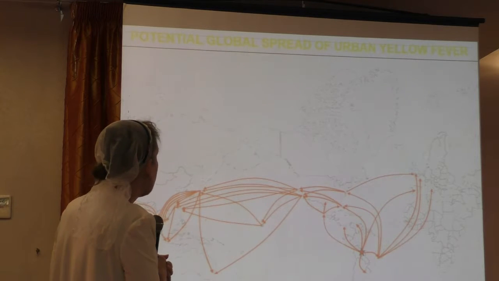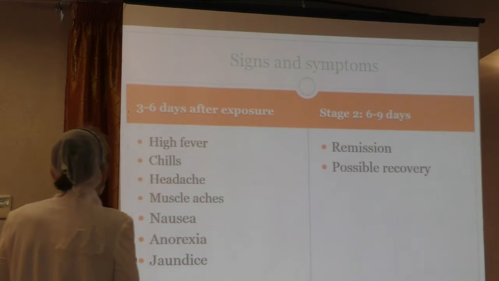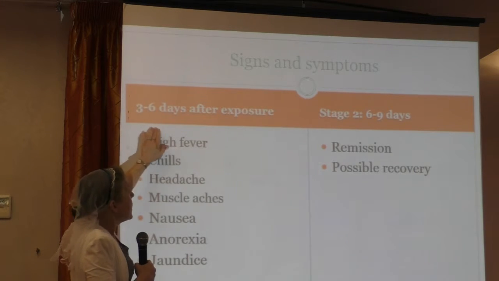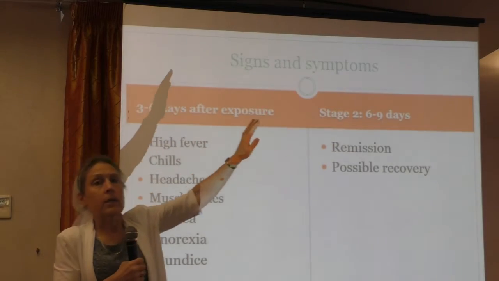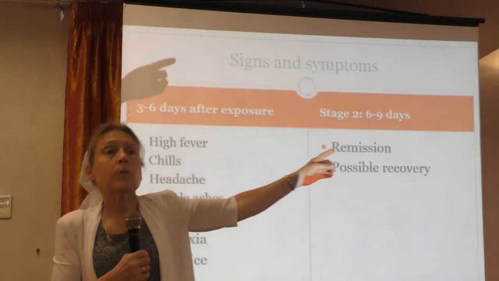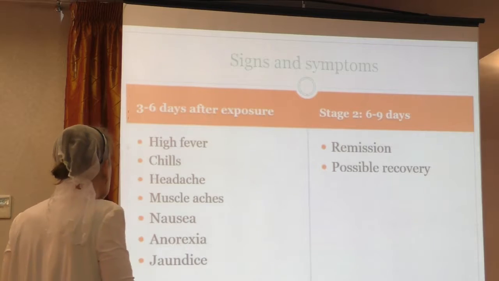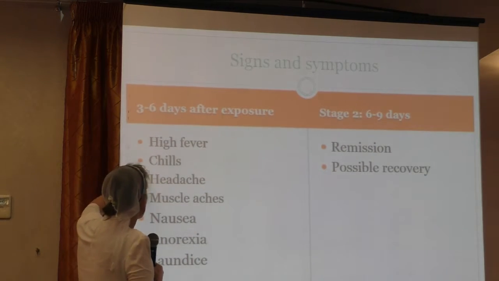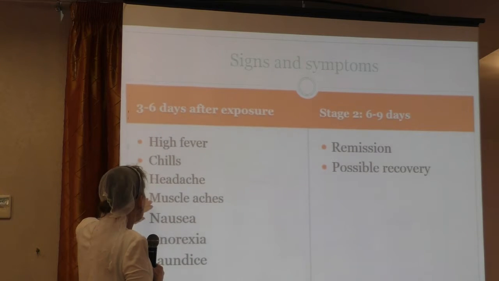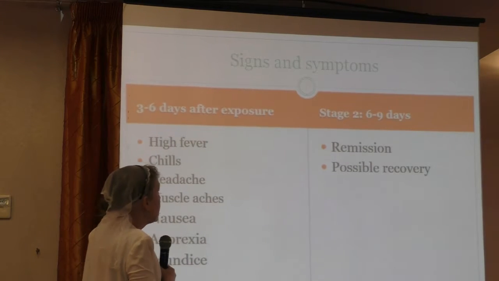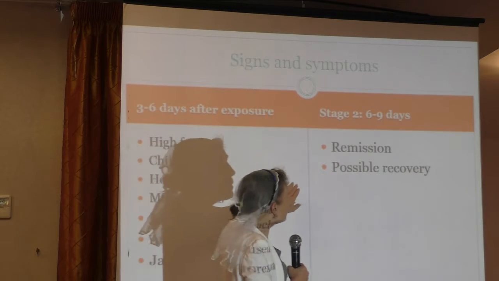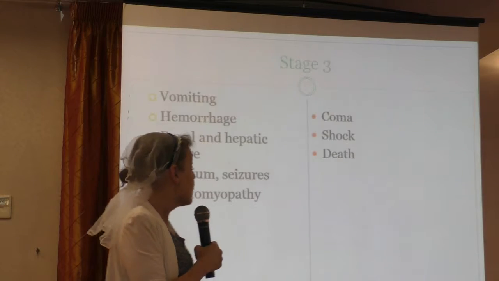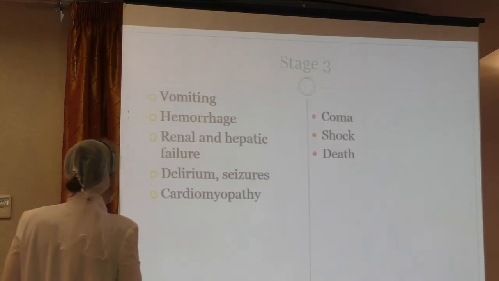So what do we do about yellow fever? We look for it 3 to 6 days after exposure. So this is the incubation period. People can be quarantined when they've been in an area if they haven't been vaccinated. Same sort of symptoms: high fever up to 40, chills, headache, muscle aches, nausea. Sounds familiar. And either they go into remission in about 6 to 9 days, or, next slide please, they go on to be really ill.